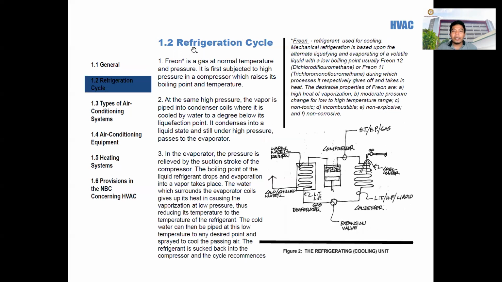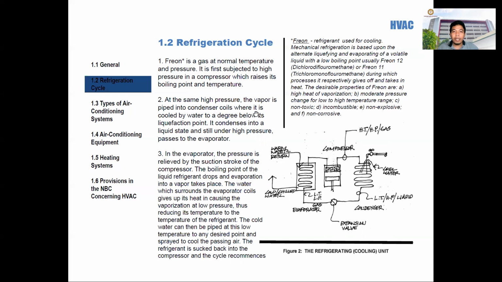Next, we have the refrigeration cycle. First you have a freon. It is a gas at normal temperature and pressure. It is first subjected to high pressure in a compressor which raises its boiling point and temperature. So freon can cause the area to cool. No? So that's the use of freon.